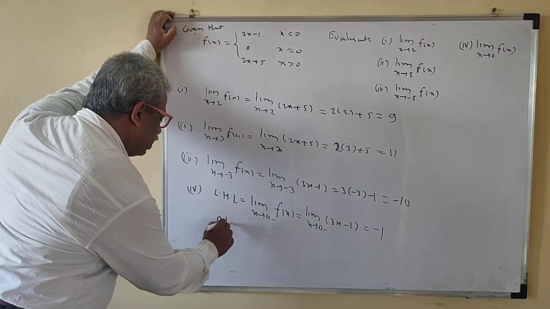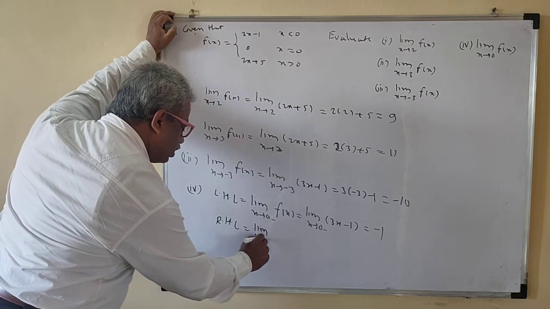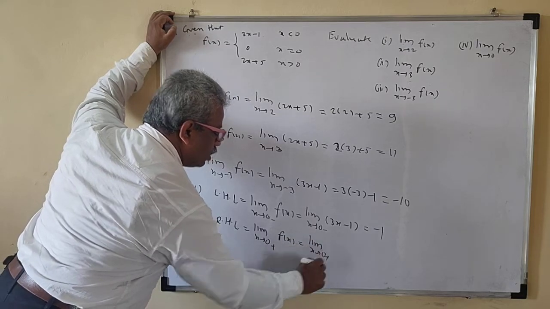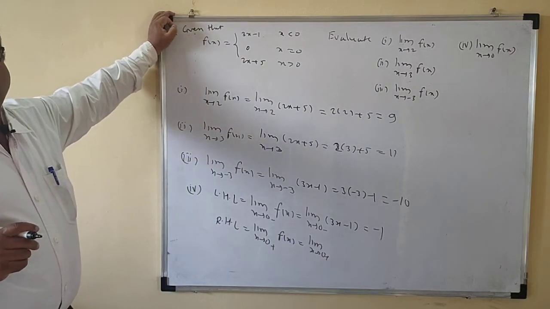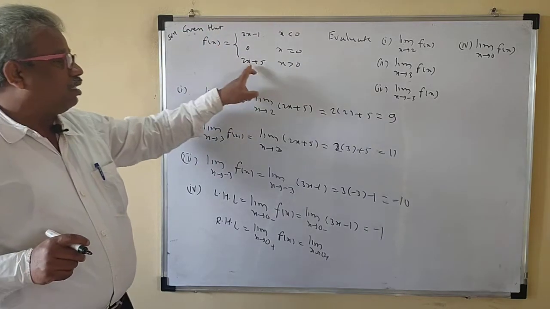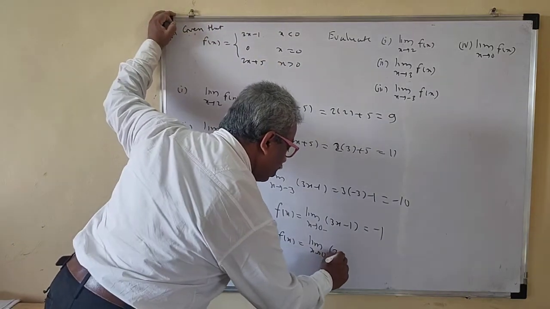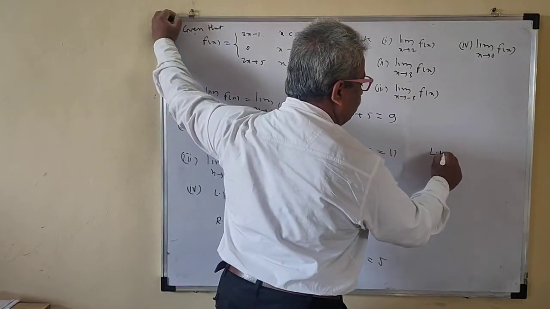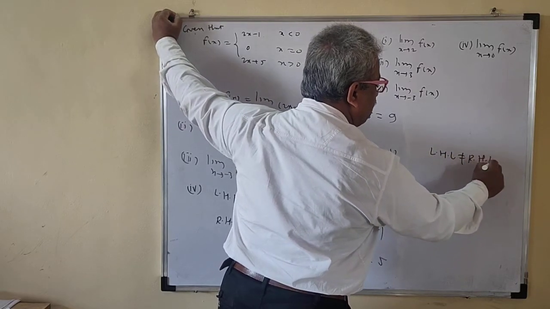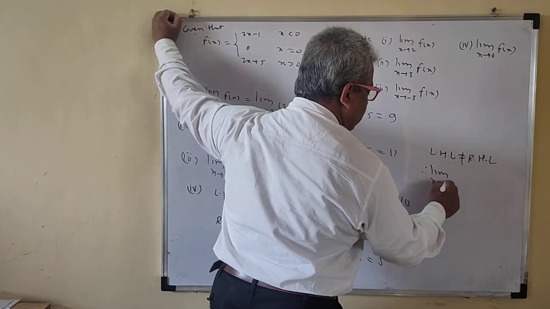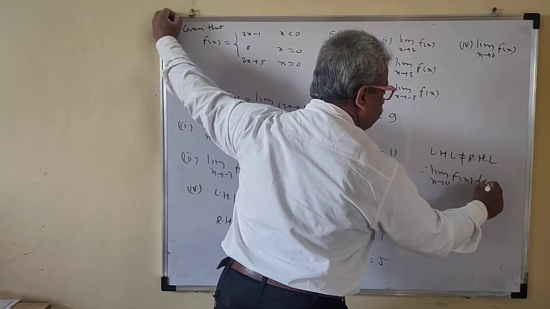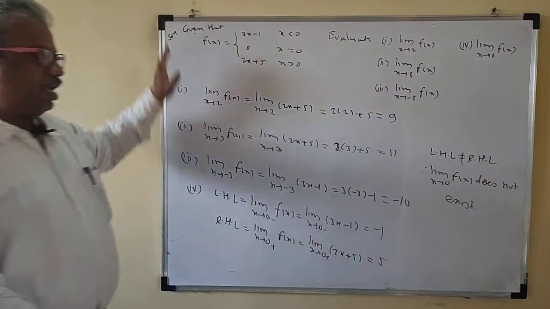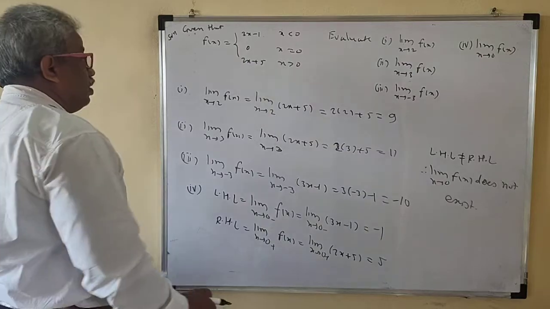Okay. So now we find the right hand limit. Limit x tends to 0 plus, f of x. So x tends to 0 plus means x is greater than 0. So if x is greater than 0, the value of the function is twice x plus 5. So this is 5. So now your left hand limit is not equal to the right hand limit. So therefore limit x tends to 0, f of x does not exist. Okay. So now the problem is over.